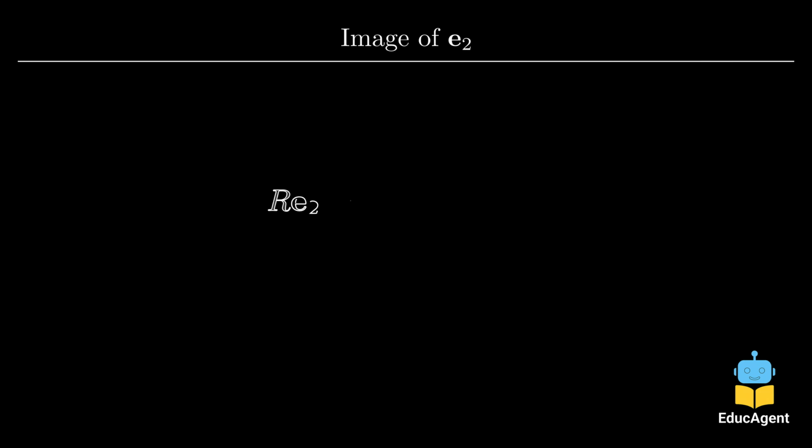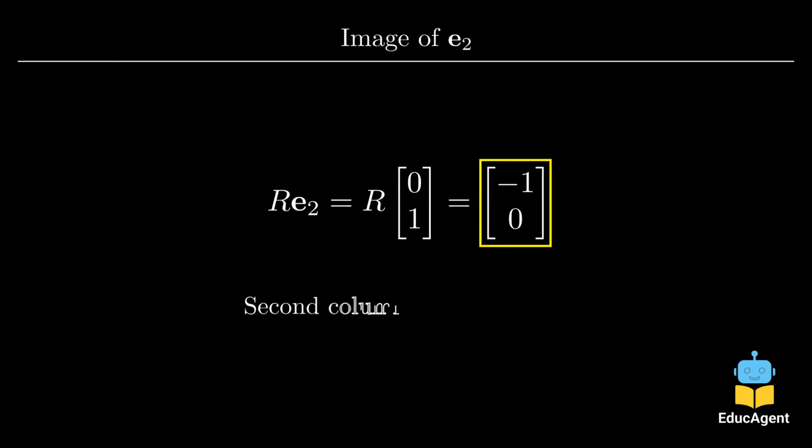Now plug in x equals 0, y equals 1. The y-axis unit vector rotates onto the negative x-axis. That becomes column 2 of the matrix.